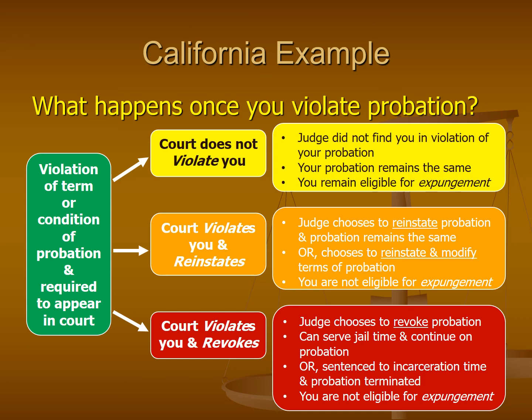Well, if you are found to violate your probation and the judge revokes your probation, they can go back to whatever your original prison sentence would have been and choose to sentence you to that time. At that point, they just say that your probation is terminated because you have moved from one form of punishment to a different form of punishment, which is incarceration. And also with this red one, if you fall into that category, you are not eligible for expungement.